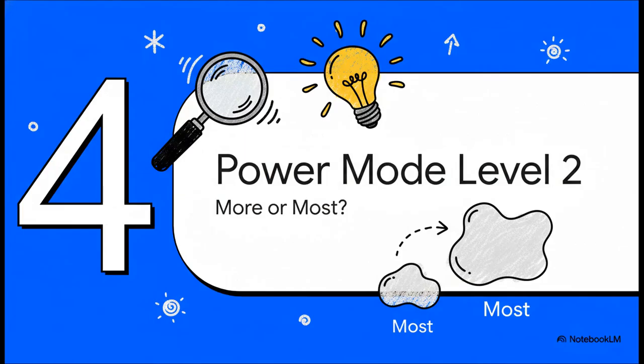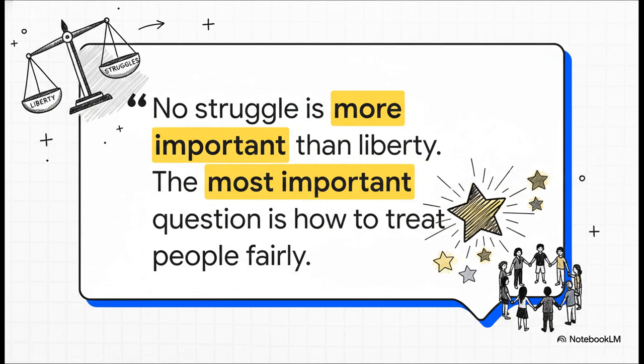What about longer adjectives? You can't just add er or est to a word like beautiful. I mean, beautifuler? No way, that would sound ridiculous. So, for that, we need our second power mode. This quote is a perfect example. We don't say importanter, right? We use more important when we're comparing 2 things, like the struggle for liberty versus all the other struggles. And then we use most important to single out that one question from all the other questions in the world.